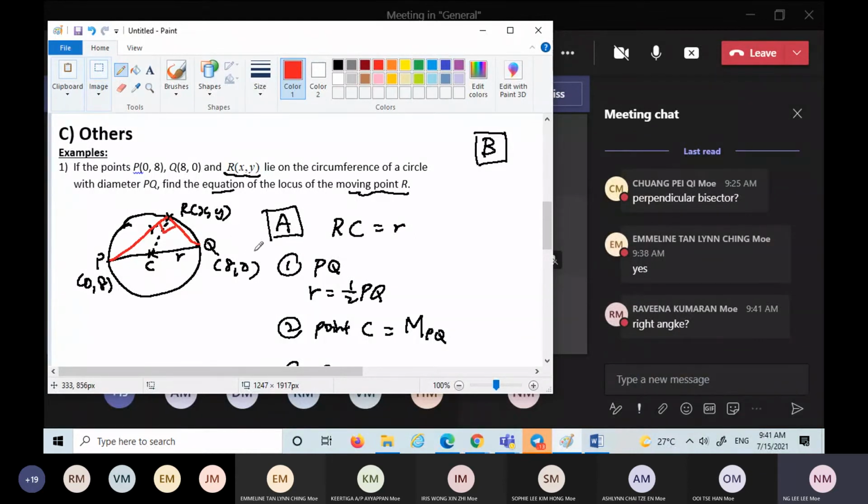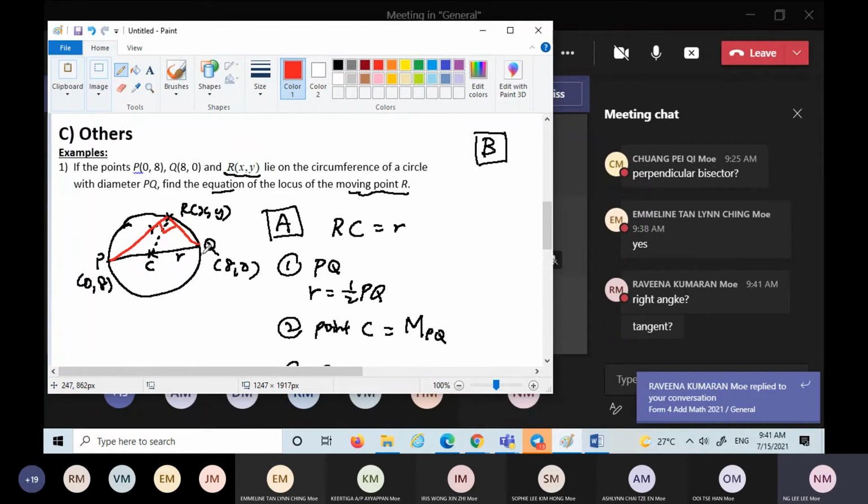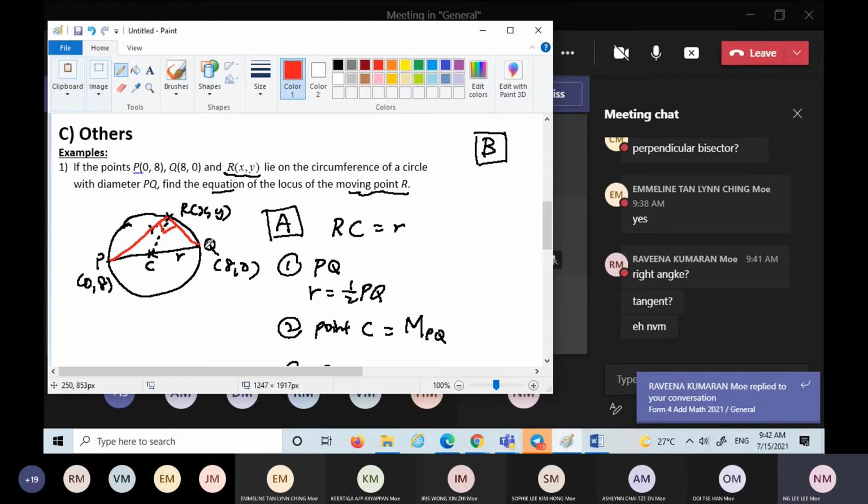If here is a right angle, you also have learned about perpendicular lines. This line, PR and RQ, they are perpendicular. Tangent, nothing to do with tangent. It's a right angle triangle. So PR is perpendicular to RQ. I want to use what you have learned for the gradient.